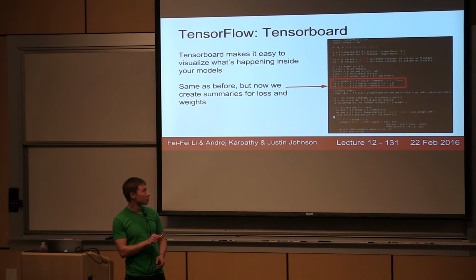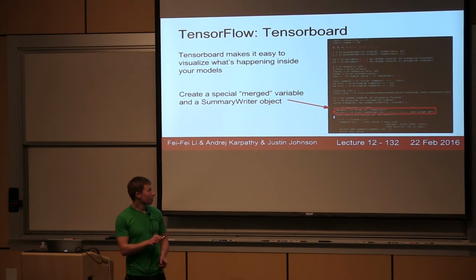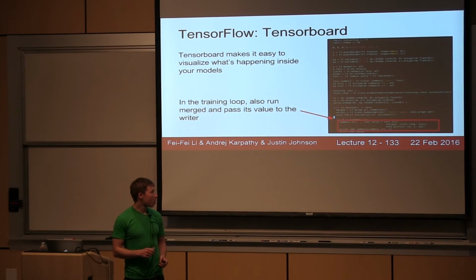And those are giving us new symbolic variables W1 hist and W2 hist. Now we're getting another symbolic variable called merged that merges all those summaries together using some magic I don't understand. And we're getting this summary writer object that we can use to actually dump out those summaries to disk. And now in our loop, when we're actually running the network, we tell it to evaluate the training step and the loss like before, and also this merged summary object.